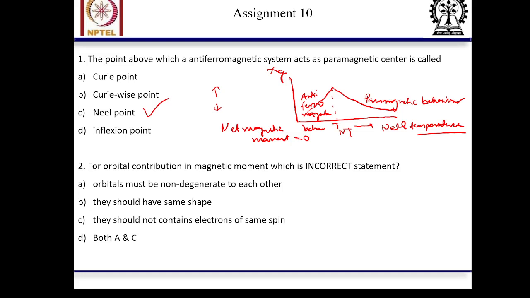This professor has discussed it in the first lecture, whatever it is, in week 10.